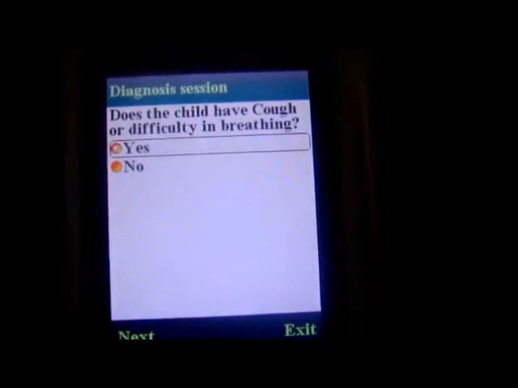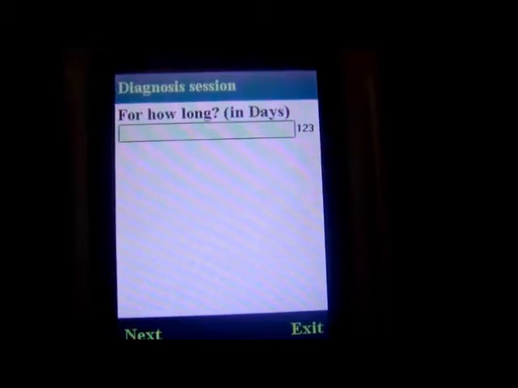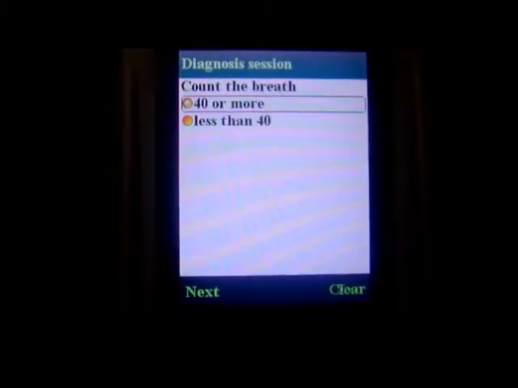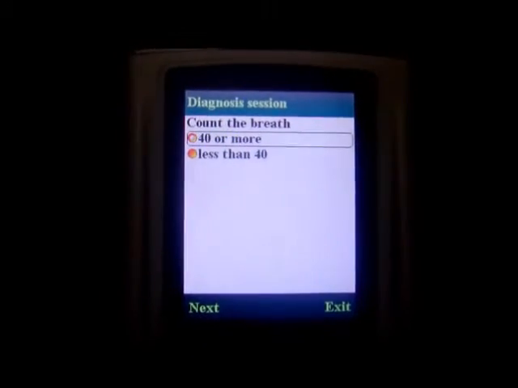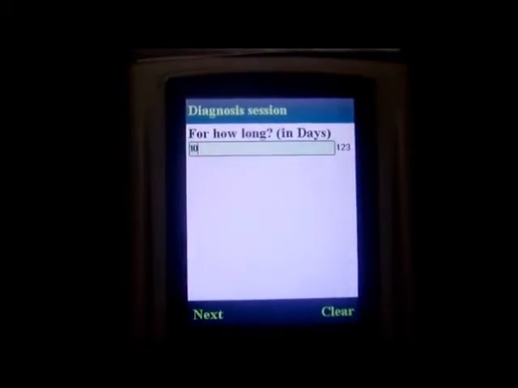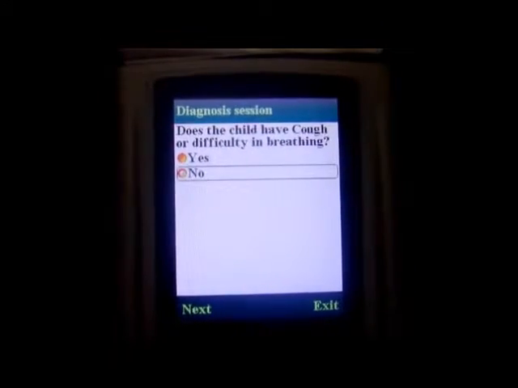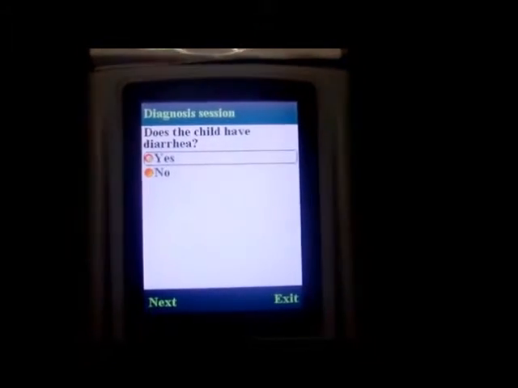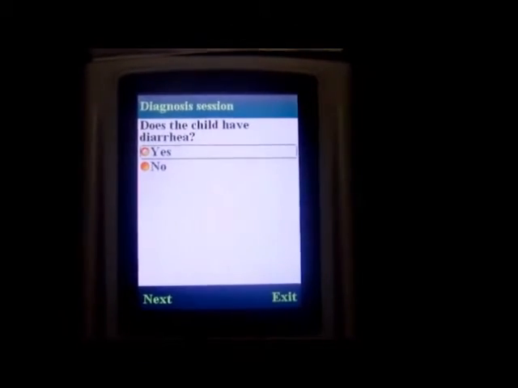Let us assume a case if the child had a cough or difficulty in breathing. The whole set of questions regarding the assessment of respiratory infections come up. However, since in our case the child does not have a respiratory infection, we will go back and say no cough or difficulty in breathing. To save the village health worker's valuable time, the software directs her straight into the next set of questions pertaining to the assessment of diarrhea.